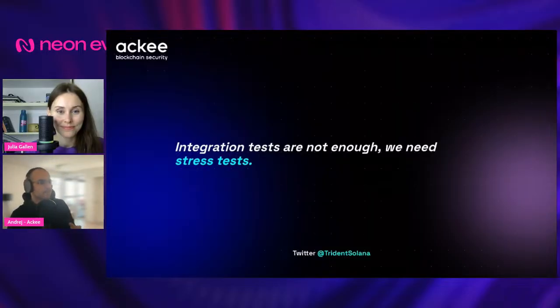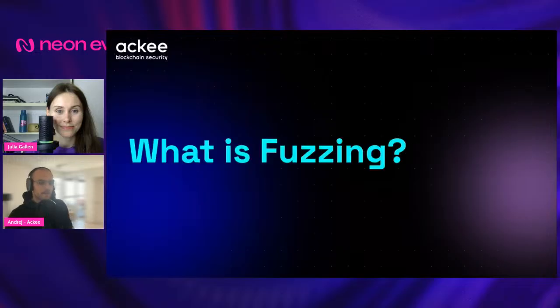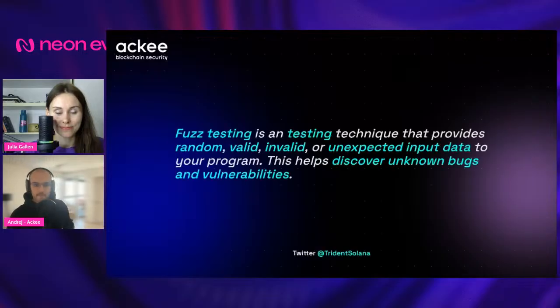So, for example, integration tests are not enough, and we need to stress test the smart contracts deployed on Solana and also on Ethereum. In this case, we can ask what stress testing is, or what fuzzing is. There is a simple sentence about fuzzing: fuzzing, or fuzz testing, is a testing technique that provides random, valid, invalid, or unexpected input data to your programs. And this helps you to discover unknown bugs and vulnerabilities.